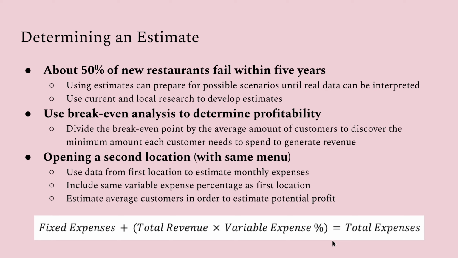So you'll have your same variable expense percentage as the first location. Again, these are the expenses that are constantly changing. You're just going to use the same percentage just to make this estimate. And then estimate your average customer at the new location in order to have an estimate of your total profit.